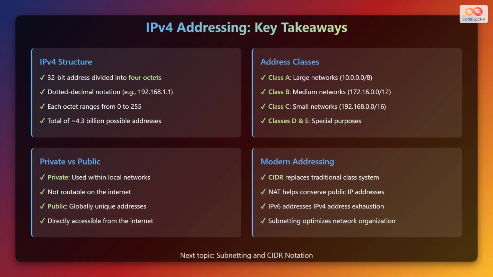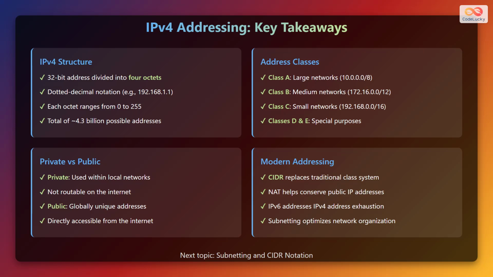In summary, let us go over the key takeaways from this presentation about IP version 4 addressing. Firstly, the structure of IP version 4 addresses. These are 32-bit addresses divided into 4 octets. These use dotted decimal notation, such as 192.168.1. Each octet ranges from 0 to 255, giving a total of approximately 4.3 billion possible addresses.